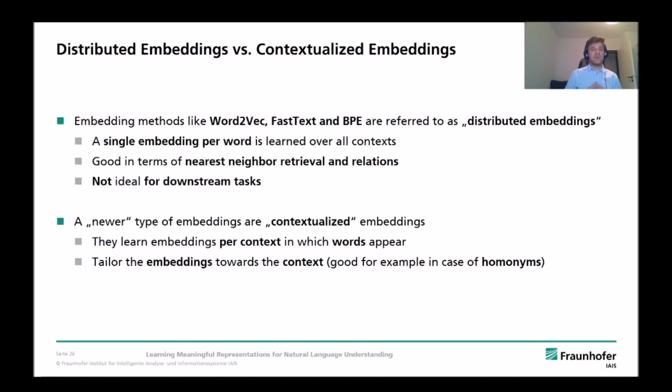So we have multiple representations for each word, depending on the context. And these contextualized embeddings tailor the embeddings of a word towards the context. This is, for example, good if we want to resolve the problem of homonyms, which we didn't quite resolve with Word2Vec. With Word2Vec, mouse still has just one representation, unless we modify Word2Vec a little bit. But with contextualized embeddings, we would get very different representations for "the mouse eats the cheese" and "he uses the mouse to control the computer."